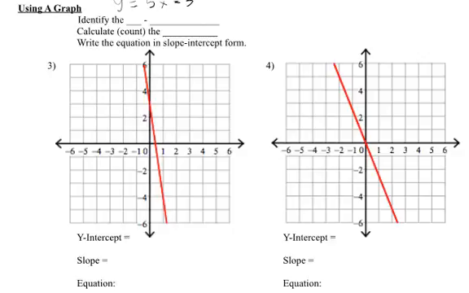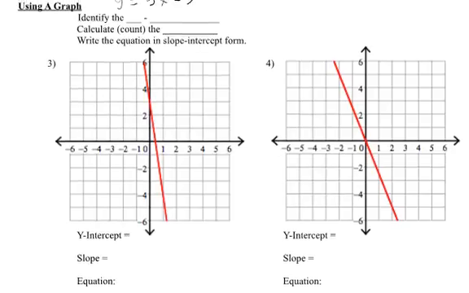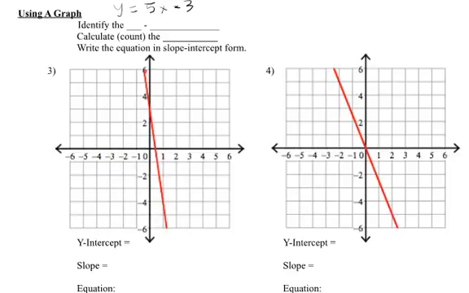Now, we can also determine slope by using a graph. Okay? So the first thing that we need to do is to determine the y-intercept. Then we can count the slope. Remember, rise over run. And lastly, we just use the information that we found in the first two steps to write our equation. So let's try a few examples.